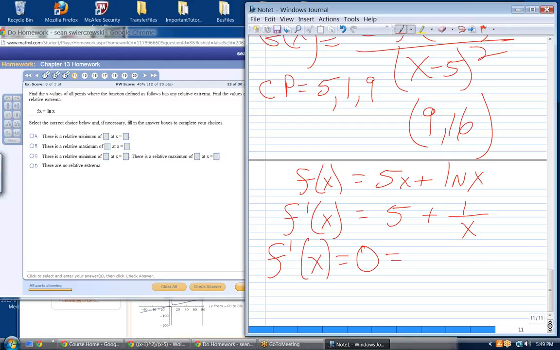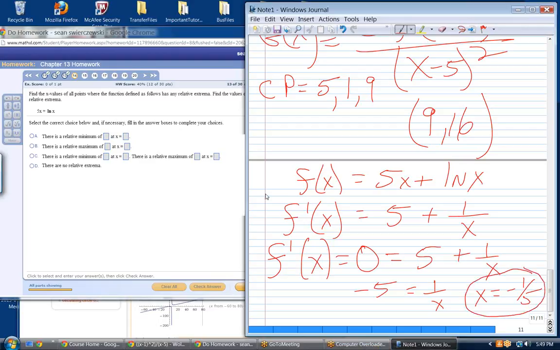So what does 1 over x have to be to make f prime of x equal to 0? Okay, I've got 0 equals 5 plus 1 over x. So I get 1 over x equals negative 5. So x is equal to negative 1/5. Notice that when I put in negative 1/5 for x, I get 5 minus 5. So there's one place where the derivative is equal to 0.